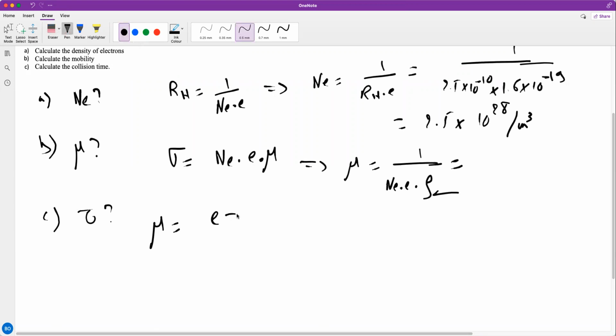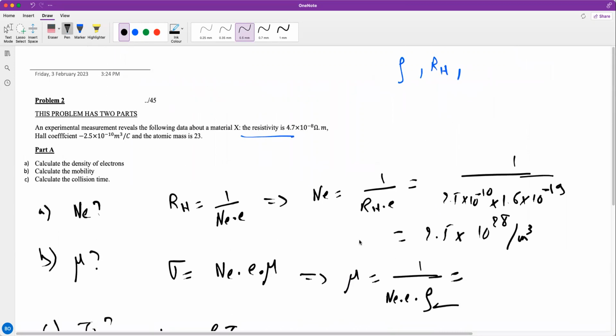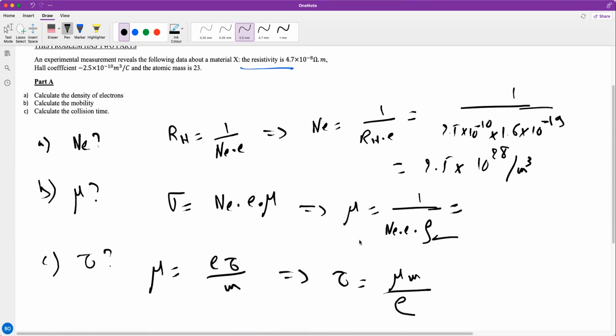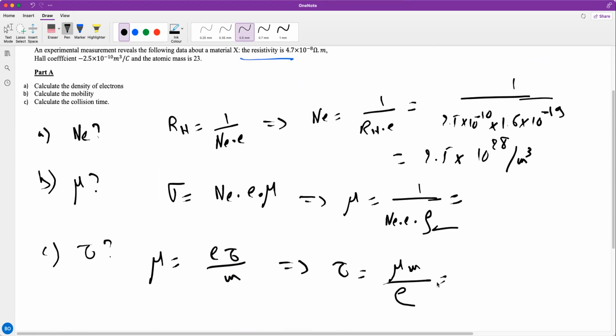Mu is equal to E tau over m, which means tau is equal to mu m over E. Now, if I didn't give you the effective mass of the electron here, then you just use the mass of the electron. So it's mu that we calculated here, and then 1.6 10 to the negative 19, and then, no, sorry, this is the mass of the electron. The mass of the electron is 9.11 10 to the negative 31, and then 1.6 10 to the negative 19, and then you get the time in seconds. Any question?